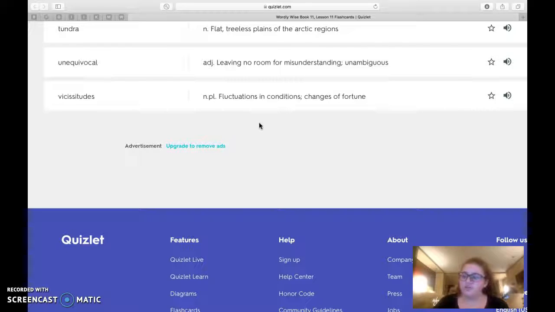And the next word is vicissitudes, and that means fluctuations in conditions and changes of fortune. So a sentence for that would be, a business run by moral agents will not be able to survive the vicissitudes of the marketplace. So by saying that, it means there's ups and downs. One day the marketplace might be doing good, and one day it might be doing bad, and it's saying that there are different conditions and changes.